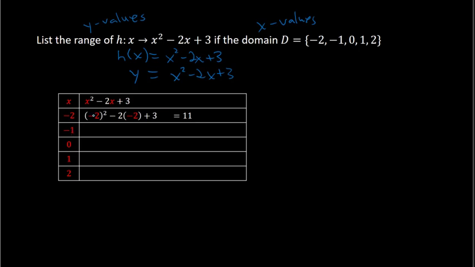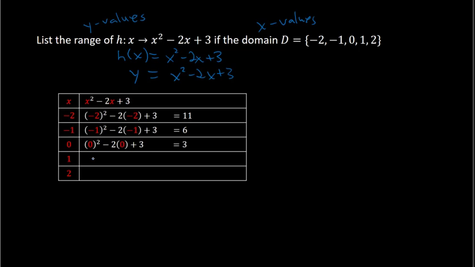Then I plug in -1 for x. I have (-1) squared minus 2 times -1 plus 3. (-1) squared is positive 1, and then -2 times -1 is a positive 2. So 1 plus 2 is 3. 3 plus 3 is 6. Then we can plug a 0 in. We have 0 squared minus 2 times 0 plus 3. So 0 minus 0 plus 3 equals 3.